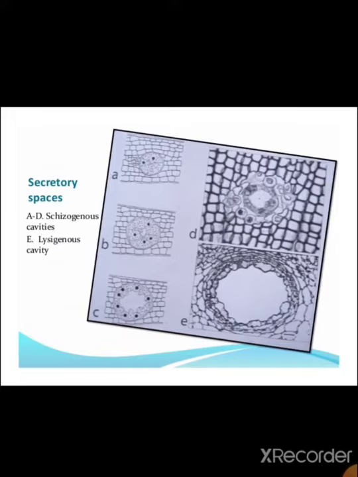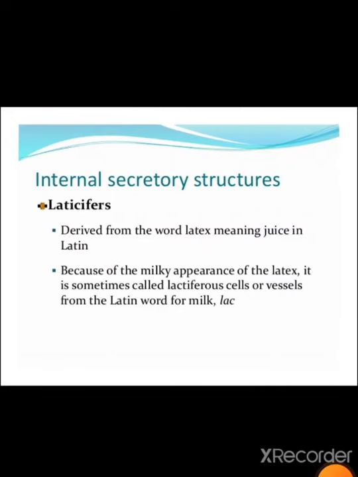Types of secretory structures found in plants we divide into two categories: external secretory structures and internal secretory structures. First we study external: trichomes and glands, nectaries, osmophores, hydathodes. The second type is secretory cells, secretory spaces, laticifers. In the first part we study external secretory structures.